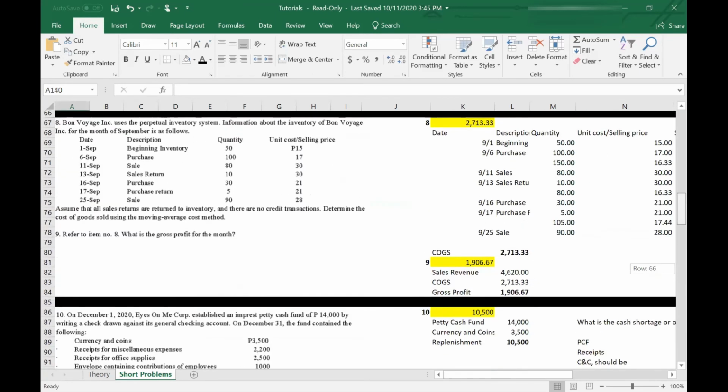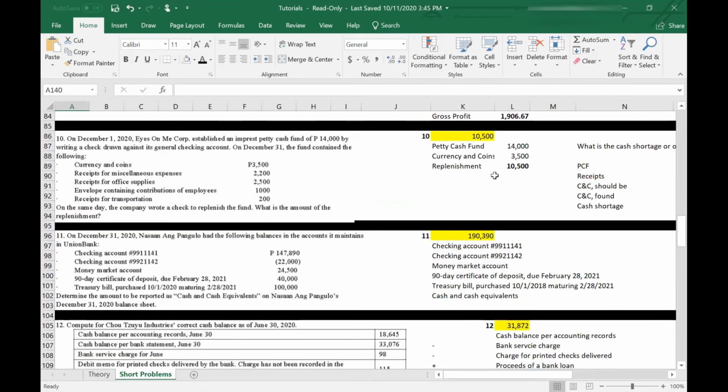So let's start by discussing problem number 10. The problem is asking for the amount of replenishment. On the same day, the company wrote a check to replenish the fund. What is the amount of the replenishment check?